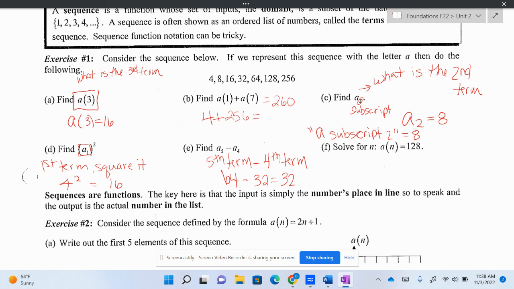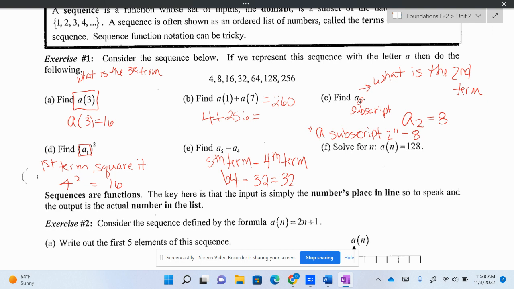So for F, it's not telling us what the nth term is that we're trying to find. It just tells us what the solution is, like what that nth term is. So what term is represented by the number 128?